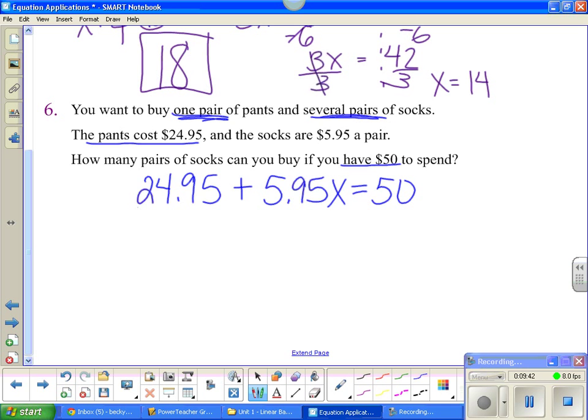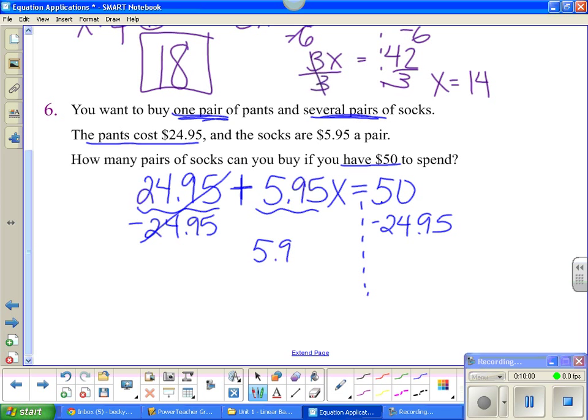So 1 pair of pants for $24.95, $5.95 for each pair of socks. Going to add this together because that's my total. And I need it to not be bigger than 50. So to solve for X, I'm going to subtract the $24.95. So 5.95x equals, use my calculator, 50 minus 24.95 is $25.05. And then I'm going to divide by 5.95.